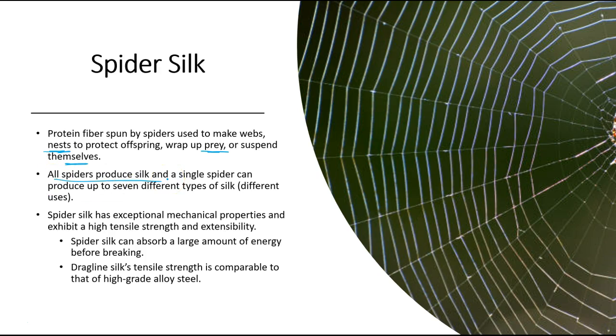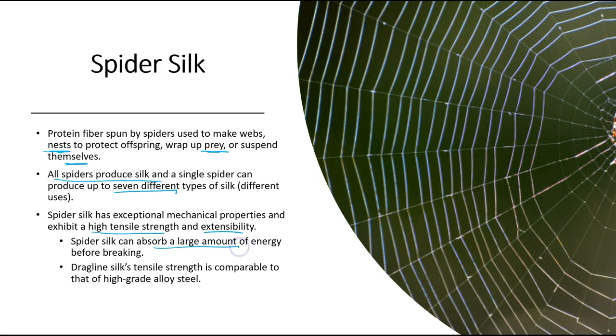The silk is a particular type of protein that is very structurally sound. It is very supportive in terms of being able to collect prey items, hold prey items, and support the weight of the spider, and there are actually 7 different types of silk. We're not going to go through all of the different types because that's not really a requirement at this point. But spider silk in general has very, very good mechanical properties, and it exhibits a very high tensile strength and extensibility, which means it can support a lot of weight and is very, very hard to break.